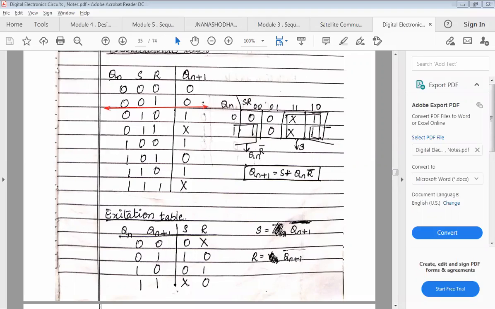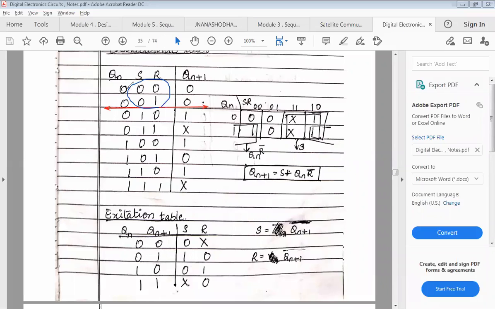Okay. So now I need to combine them. I need to combine these 0, 0 and 0, 1, because I have here also 0, 0. I have here also 1, 0, 0. So this excitation table is a consolidated table of the characteristic table. Okay. Are you all getting me? This is a consolidated table of the characteristic table.